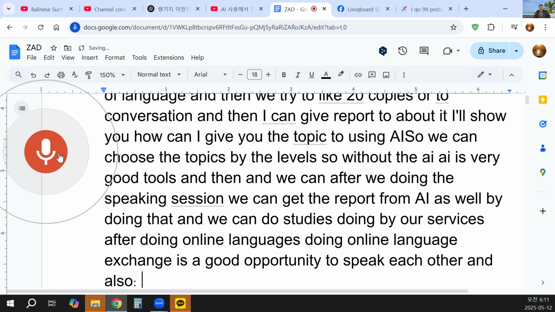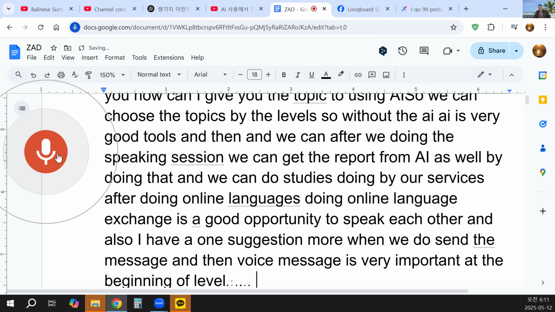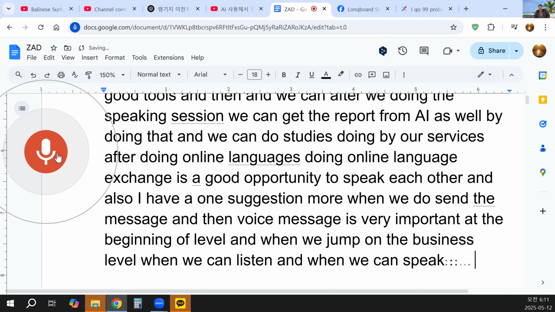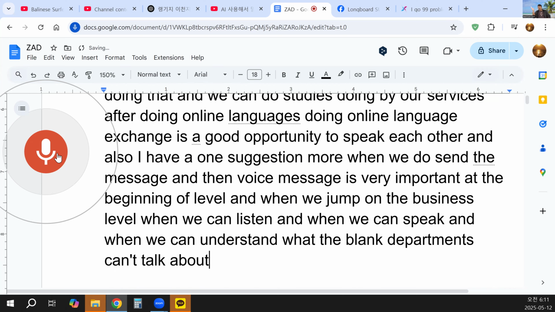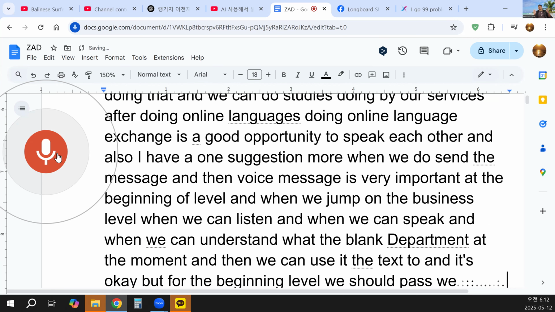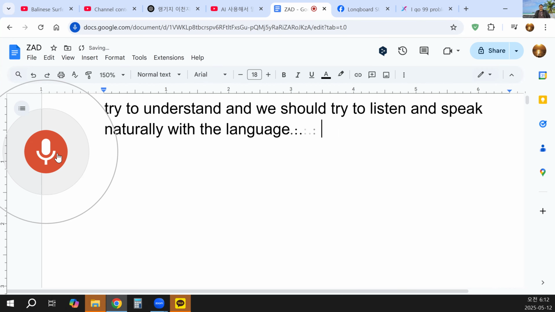And also, I have one more suggestion. When we send messages, voice messages are very important at the beginner's level. At the beginner's level, we should be able to listen, speak, and understand what the language partners are talking about. Then we can move to the intermediate level, and then using text is okay. But for the beginner level, we should try to understand, listen, and speak naturally with helpful language partners.